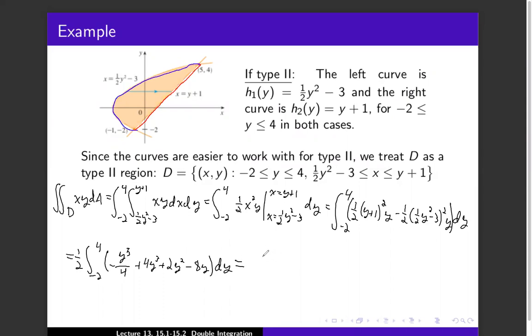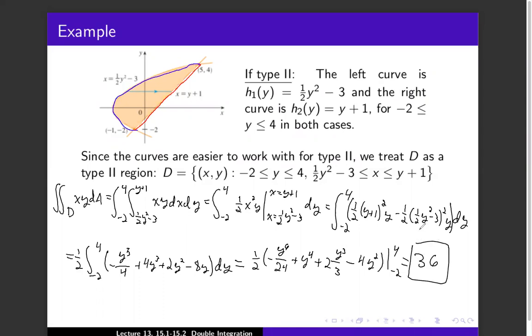So now that you've done that, you just anti-differentiate the whole thing. 1/2 times negative y to the 6th over 24 plus y to the 4th plus 2 y cubed over 3 minus 4y squared, evaluated from -2 to 4. And after you plug in all the numbers, that becomes 36. So that's your final answer.